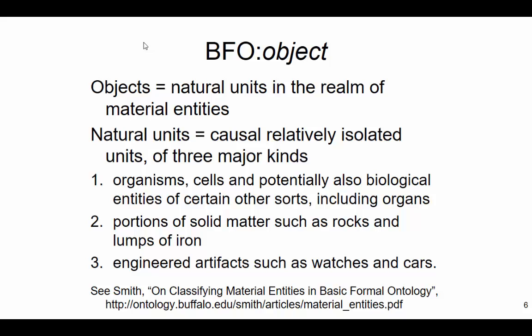So the first kind are biological entities, which are natural units, and Aristotle thought that all substances, Aristotle uses the Greek word for substance to mean what we are calling object. But he thought that all objects are organisms, and all organisms are objects. And we think that there are other kinds of objects in addition to organisms, such as laptops, which Aristotle just didn't really do justice to.